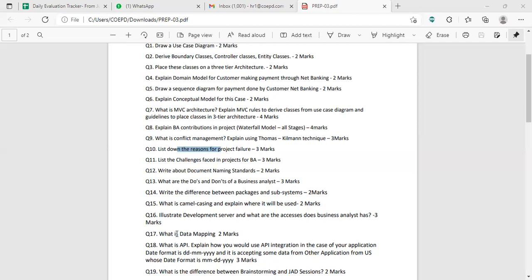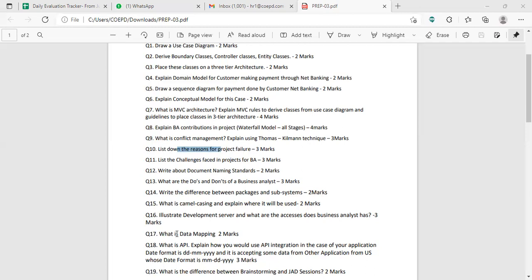9th one is what is conflict management. Explain using Thomas Kilmann technique. So here we have another scenario, guys. So basically you have to explain what is conflict management. Please do not write 1 sentence or 2 sentences. Make sure you explain it in your own words, what is conflict management. And you have to also explain what is Thomas Kilmann technique, and explain how we can resolve the conflicts through this technique.